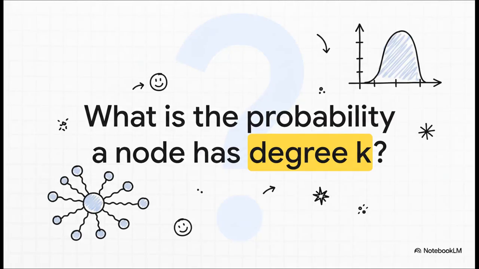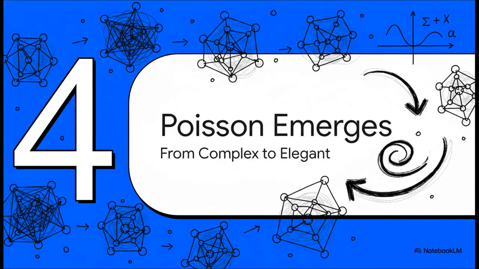We're not asking about the total links L in the whole graph anymore. We're picking one person out of that crowd and asking, what's the probability that this specific person has exactly k friends? And that property, the number of links a node has, that's what we call its degree. Now, you could derive the exact formula for a node's degree, but it's pretty messy.